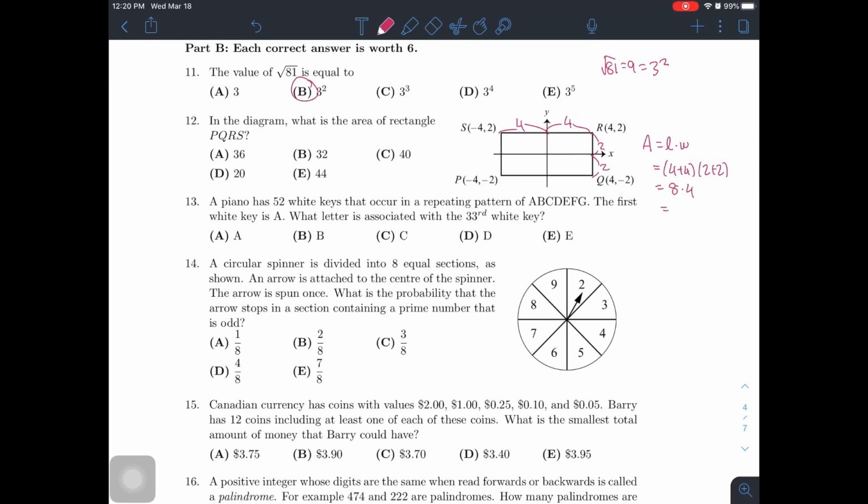This is 8 times 4, therefore the area is 32, giving us the answer B.